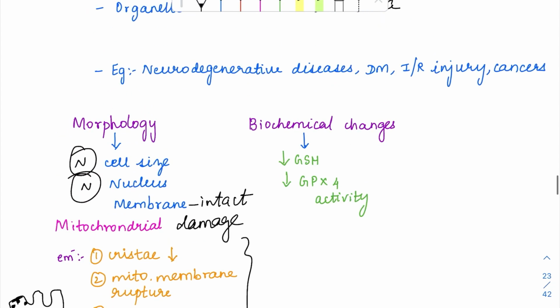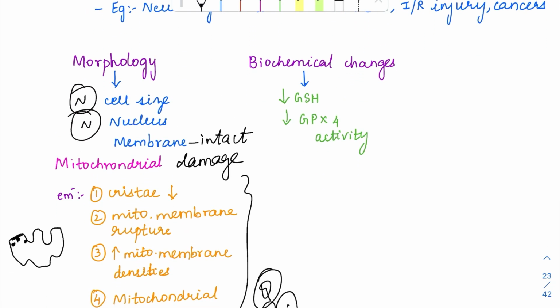So biochemically, what do you see? Since it is related to this free radical formation, there are going to be excess free radicals. So that means that it is going to use up all the reduced glutathione. So antioxidants will be used up. So there is going to be a decrease in the glutathione peroxidase activity and reduced glutathione. So these are the biochemical changes we see in ferroptosis.